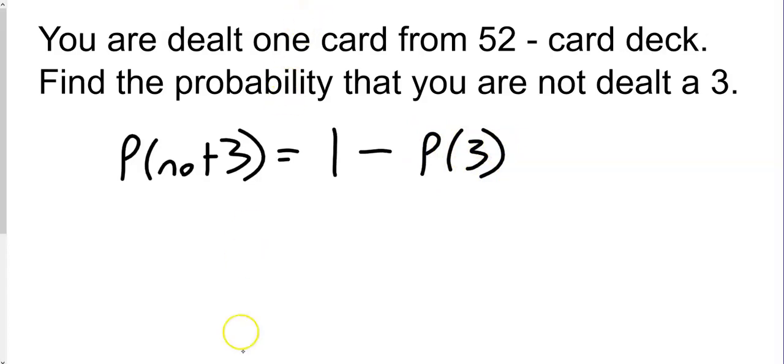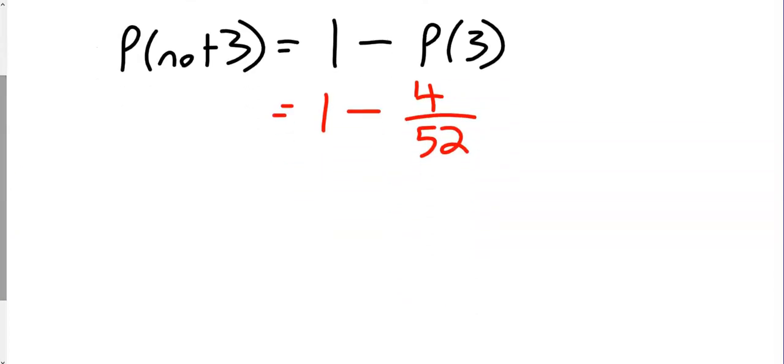So, let's talk about this. 1 minus, well, what is the probability of a 3 actually happening? How many 3s are in a deck? There are 4. The 3 of diamonds, 3 of hearts, 3 of clubs, 3 of spades. Out of how many cards are there? 52. So you go into your calculator and do 1 minus the 4 over 52. Your calculator will kick out the reduced answer.